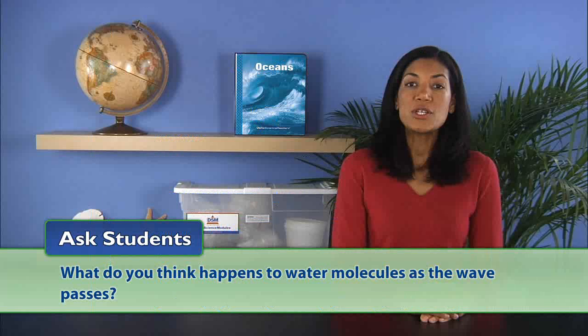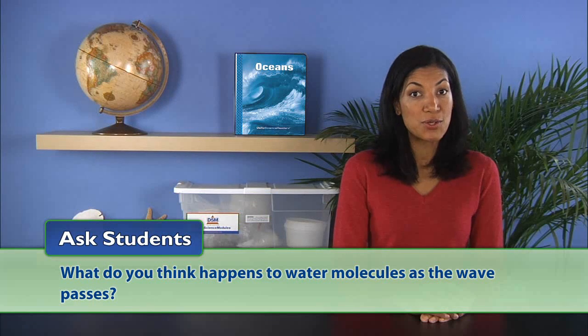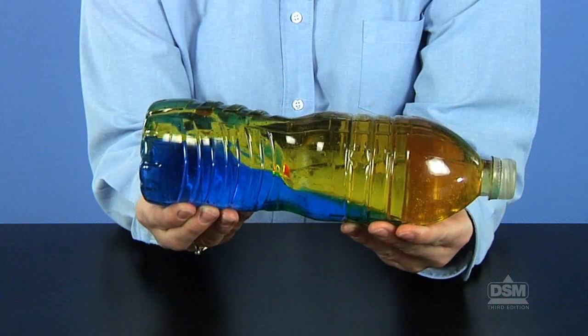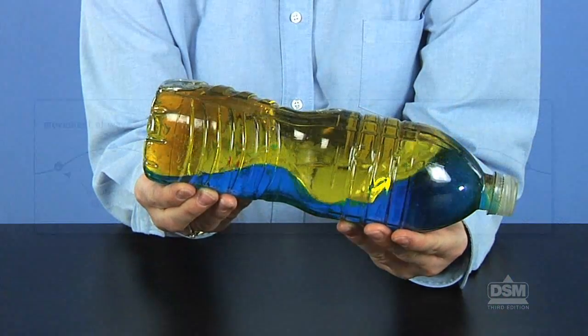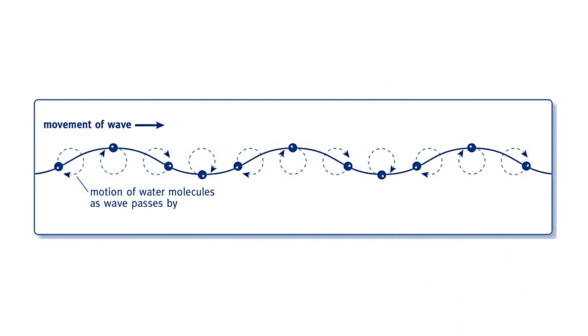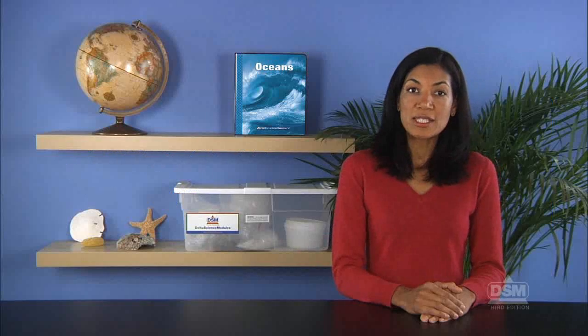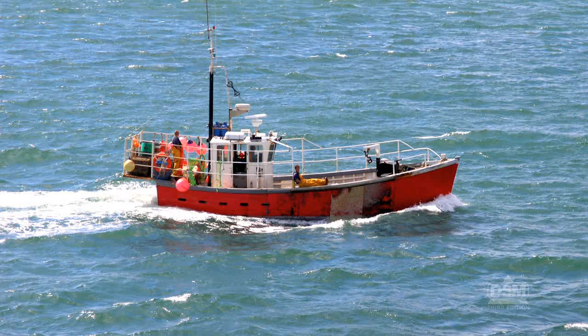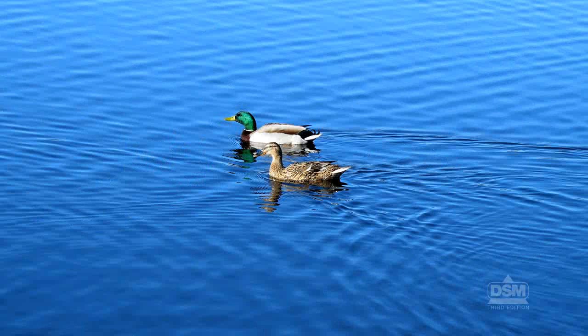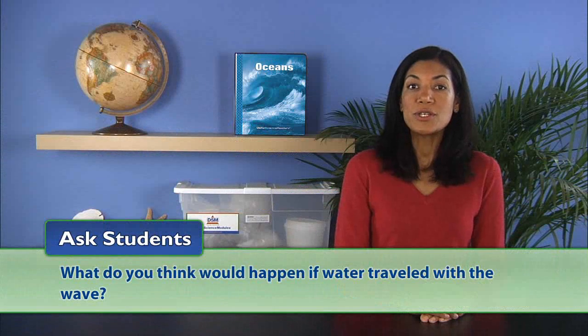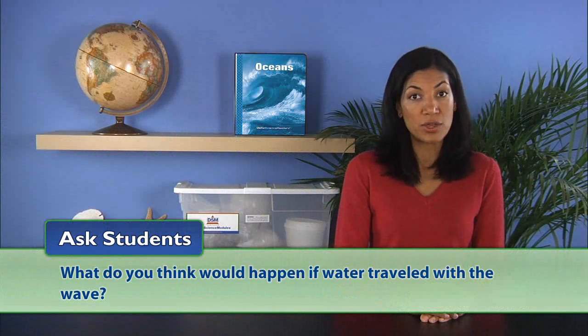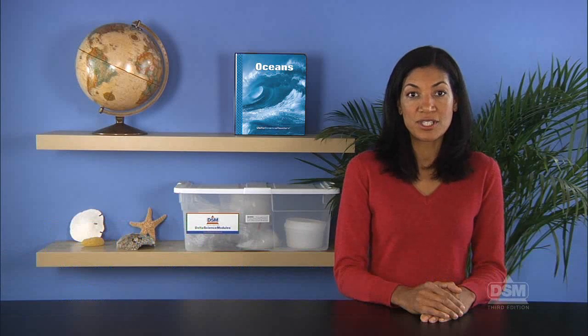Then ask, what do you think happens to water molecules as the wave passes? Students should infer that the water molecules are temporarily displaced as the wave passes, but do not move forward with the wave. This displacement of water is what causes boats and water birds to bob up and down in the water without getting washed into shore. Next, ask, what do you think would happen if water traveled with the wave? Guide students to understand that the water would drain from the ocean and collect on the land.